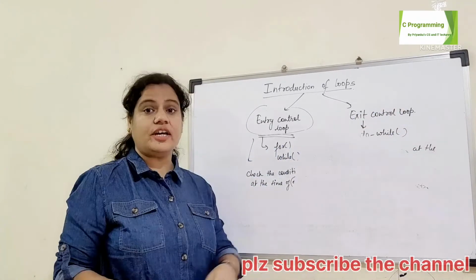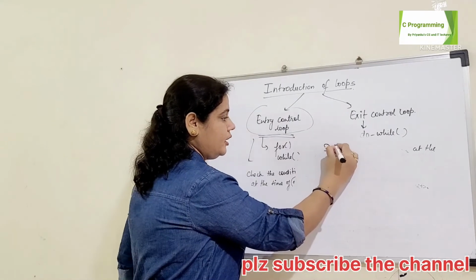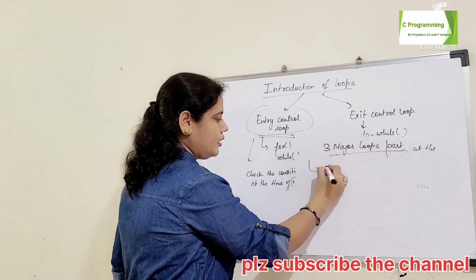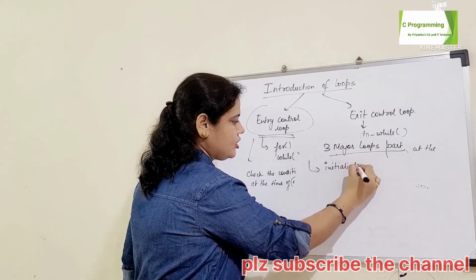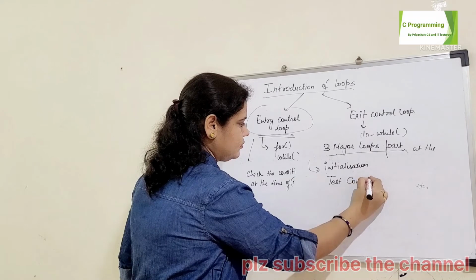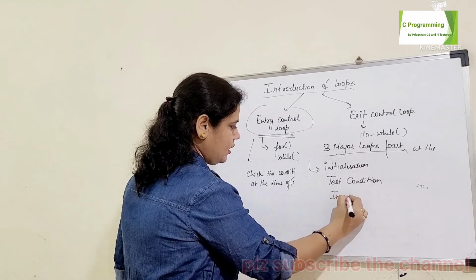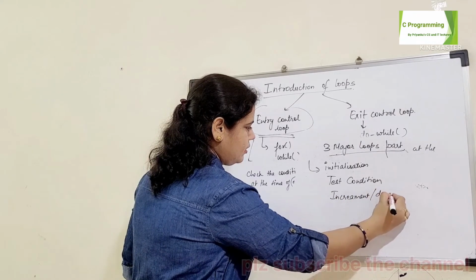Next, we have three major parts of the loop. What are the parts? First is initialization, second is test condition, and third is increment, decrement.